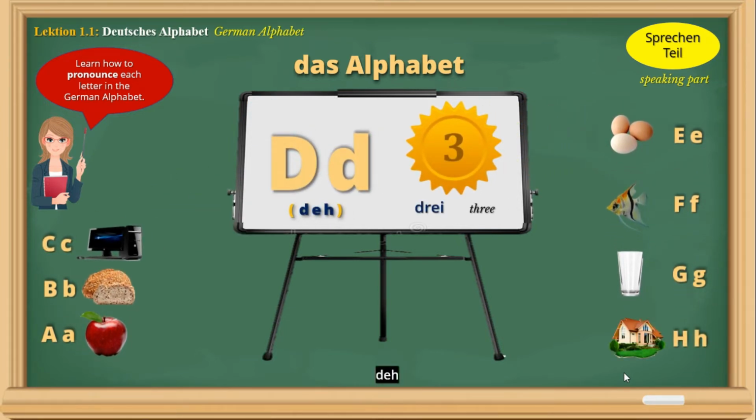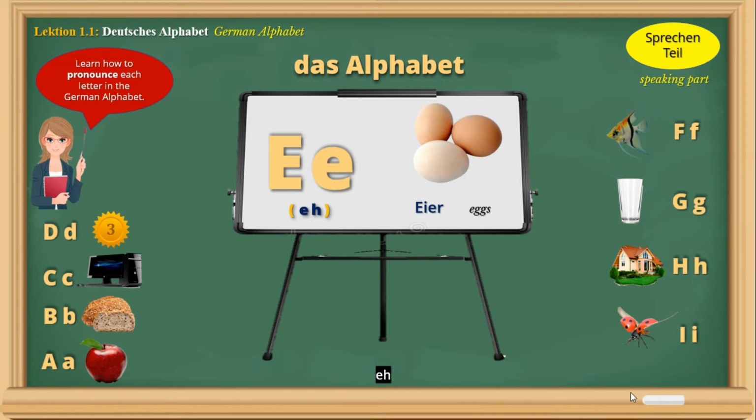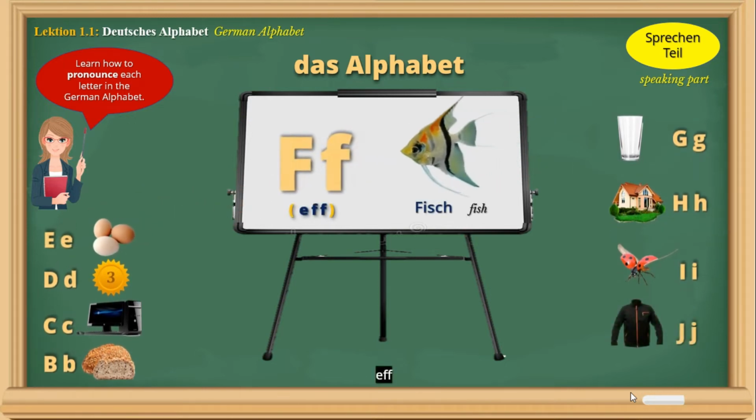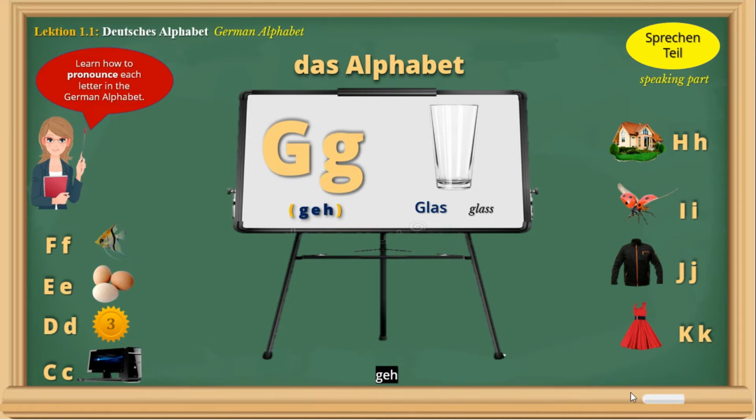D. Drei, three. E. Eier, eggs. F. Fisch, fish. G. Glas, glass.